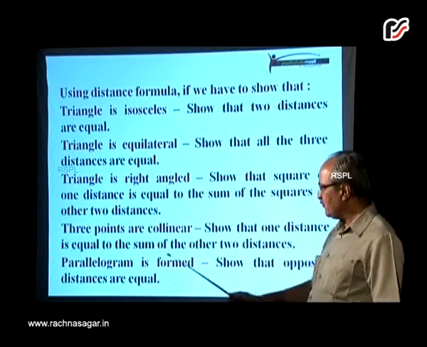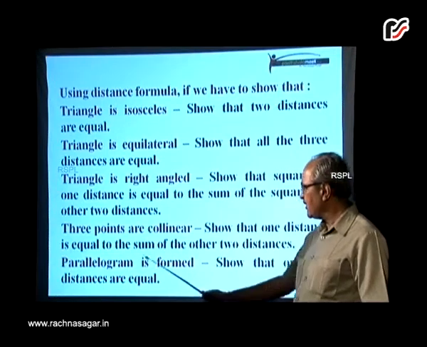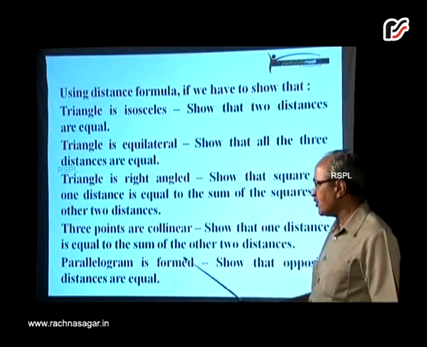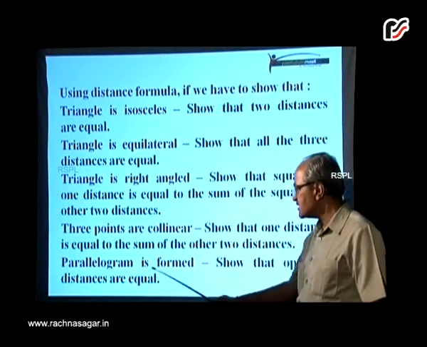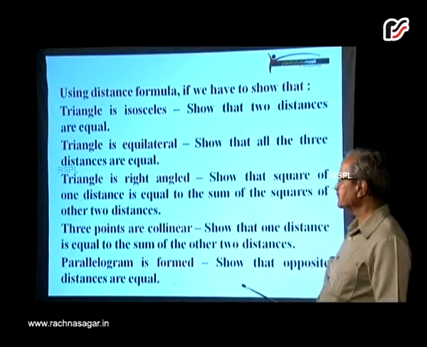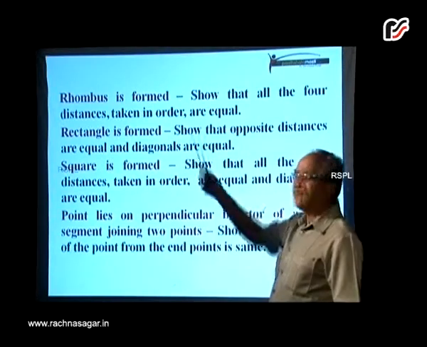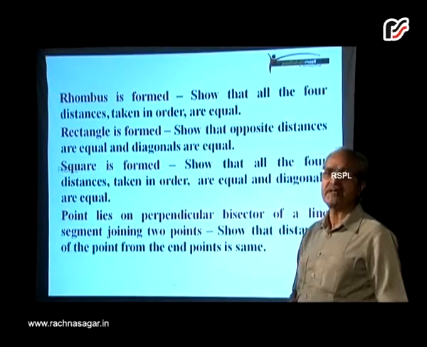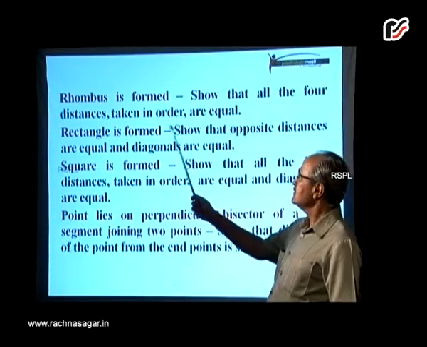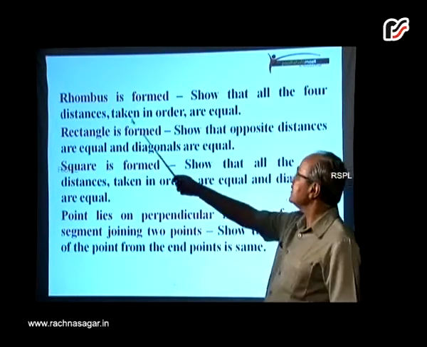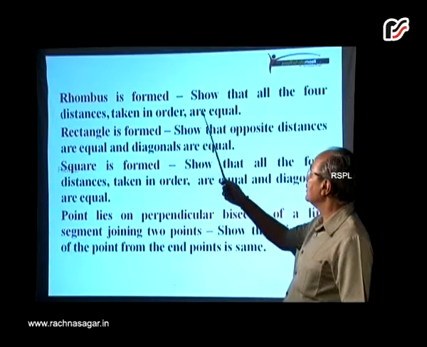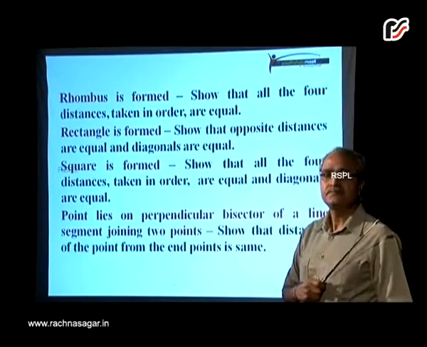Now suppose four points are given and we want to show that a parallelogram is formed. In that case, we show that opposite distances are equal. If we want to show that four points form a rhombus, show that all the four distances taken in order are equal.